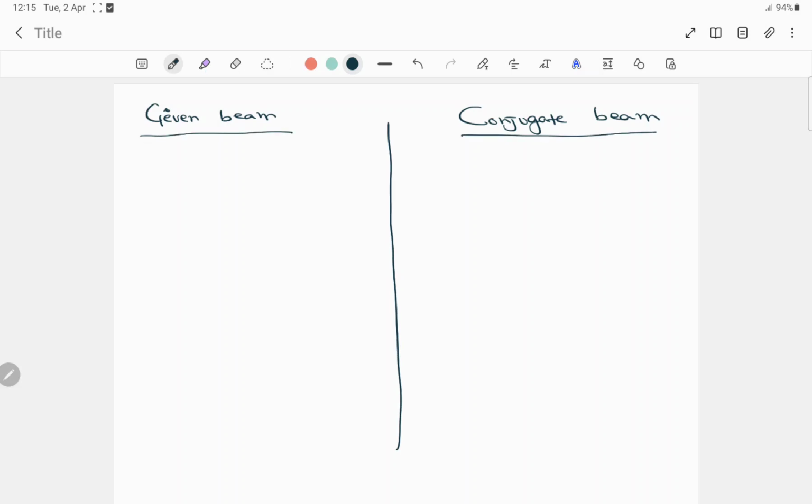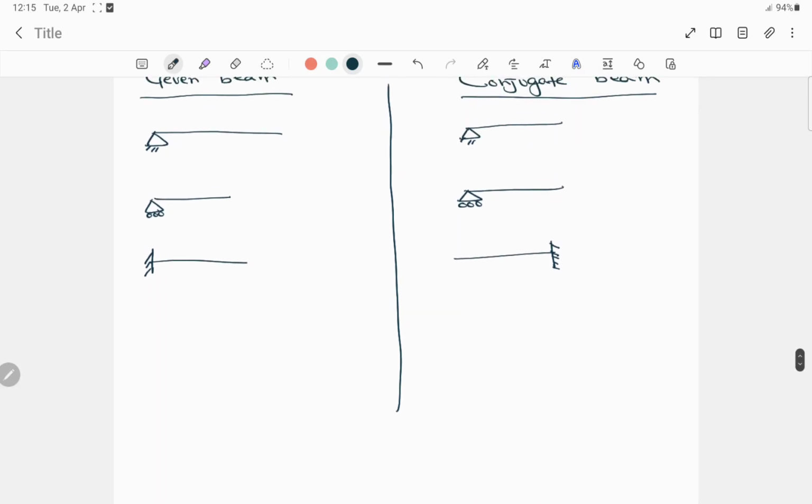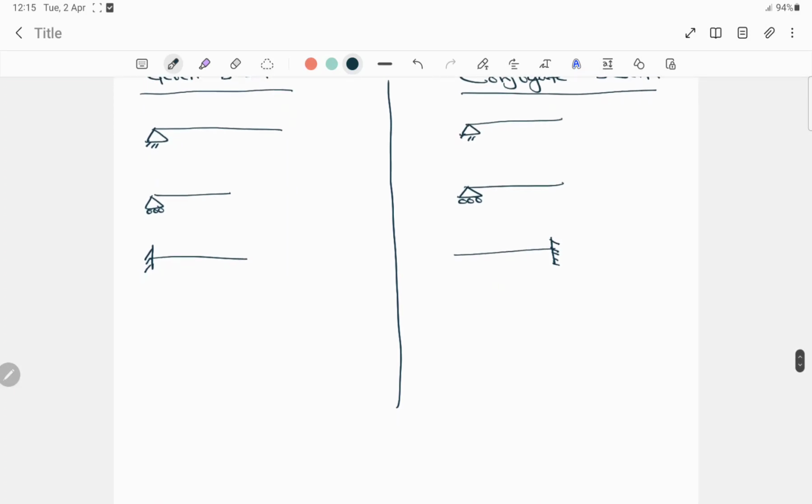So in the given beam, the first is suppose a hinge support. So in the conjugate beam, the support will be same. Okay, and in case of the roller support, the conjugate beam will be same as the given beam. Now in case of the fix, in the conjugate beam this side will be free and the fix will go to that side. Okay, in case of the conjugate beam, it will change.